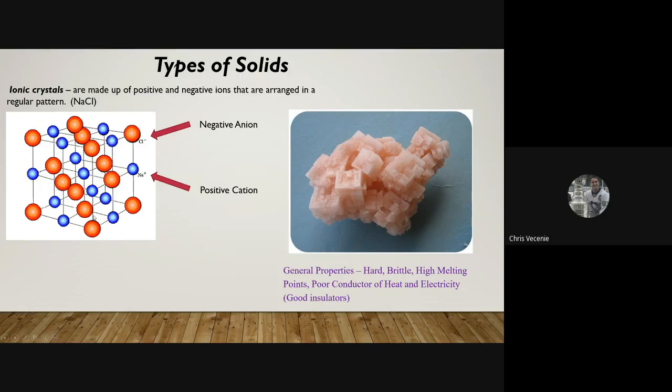And if they don't conduct those things well, we look at the positive, it means they're good insulators. We could use that to keep us away from electricity. We could use it to keep us away from heat because it won't pass through the substance. So that's your first type of crystal, the ionic crystal.